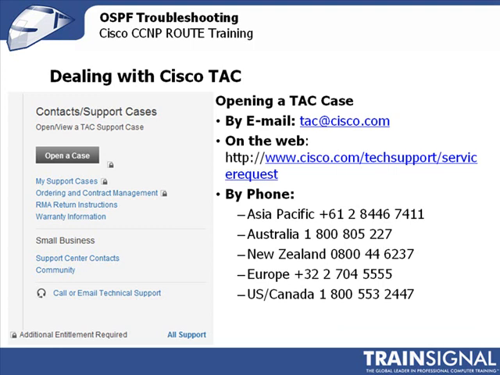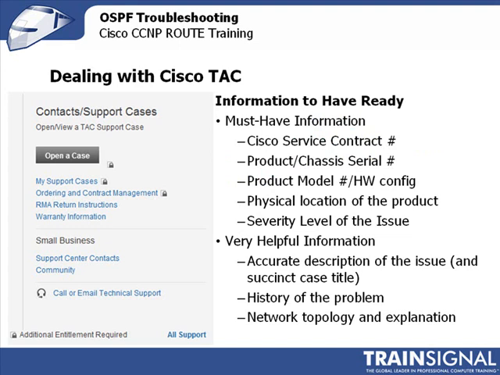Opening a TAC case, again, you can do it by email at tac@cisco.com. You can open it on the web. You go to cisco.com. You can go to the support section and literally open a TAC case. You can also open a case by phone in the different regions. There's some information you need to have when you call. Now, there are certain things that are nice to haves and others that are must-haves. For must-haves, you need to have your service contract number, your product or chassis serial number, which you should be able to easily obtain, the product model, the particular hardware configuration, for instance, what modules or interface cards are present, the physical location of the product, and whatever the severity level is.